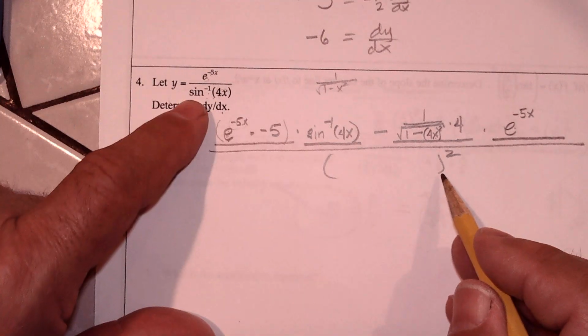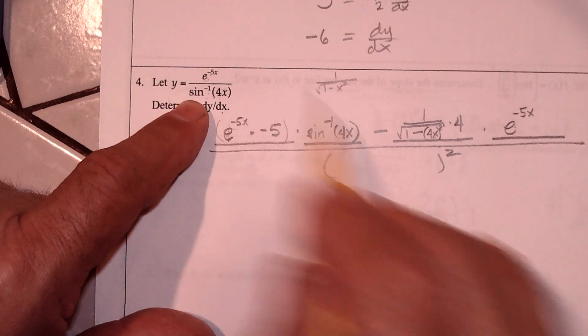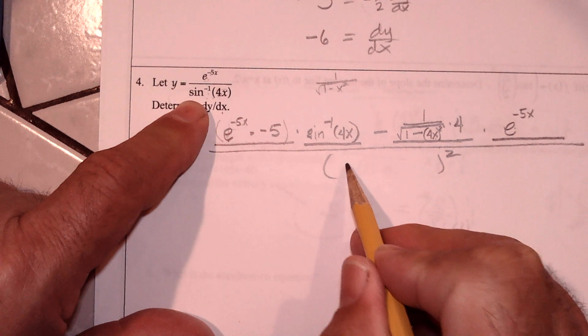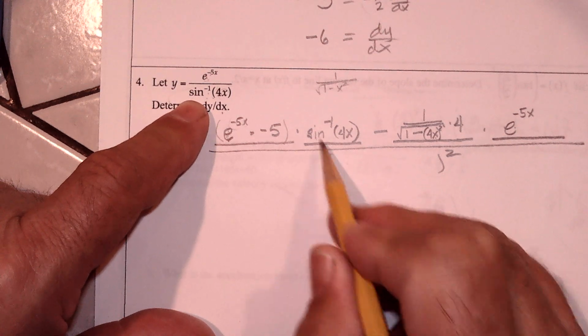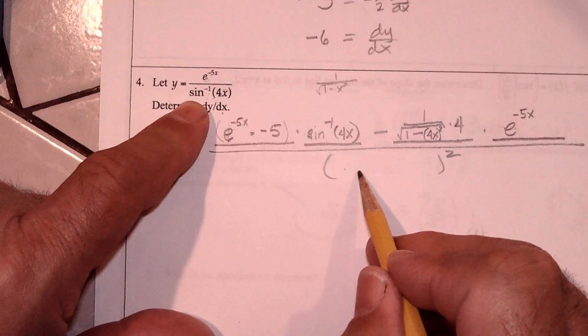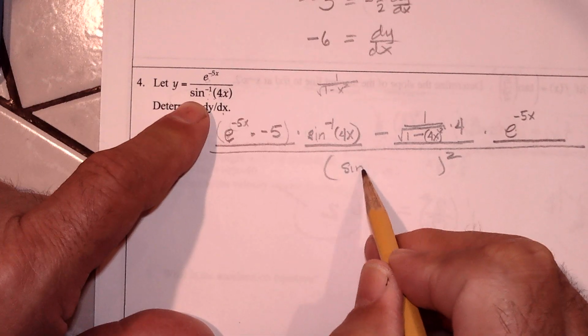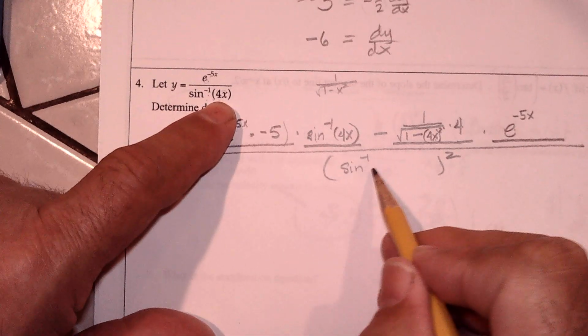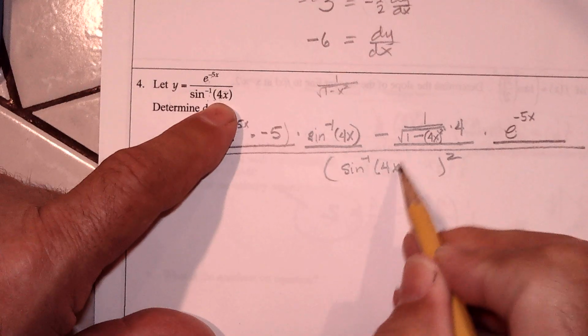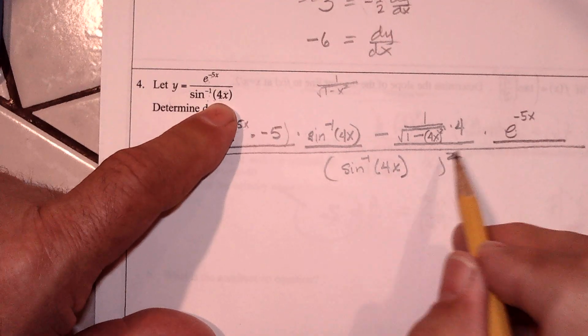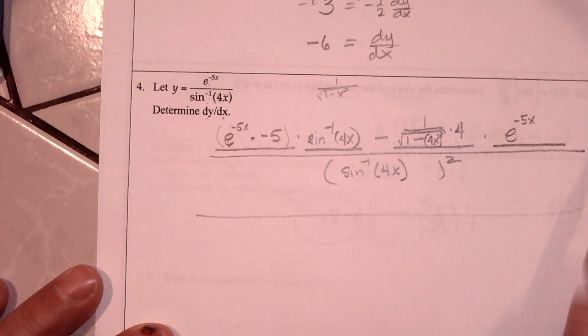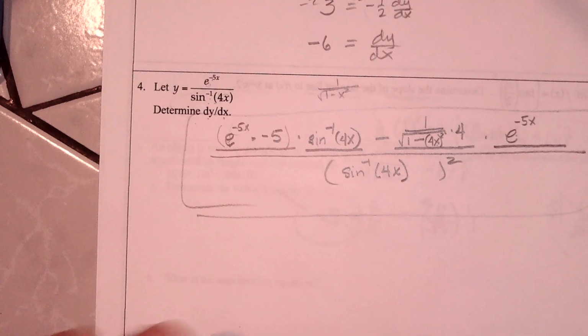divided by the denominator. Now, you don't do the derivative or anything, just the denominator, sine inverse or arcsine. I could write arcsine here and here, but I'm just going to write sine inverse of 4x. That, whatever that is, squared. There's the answer.